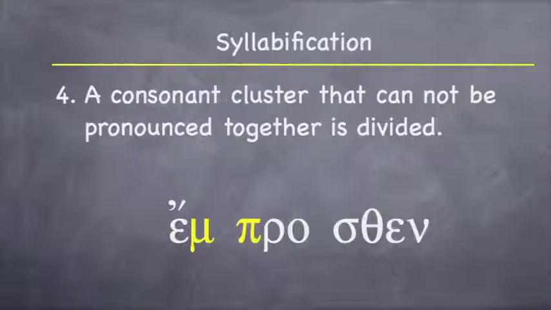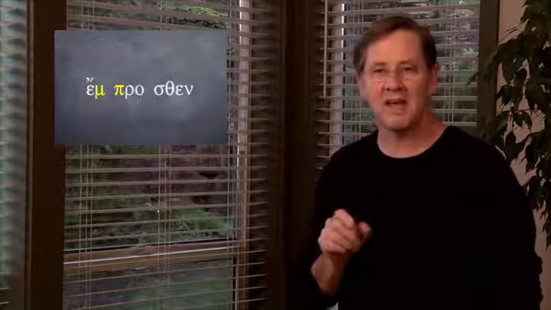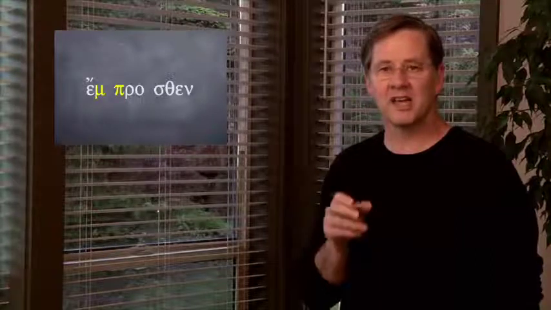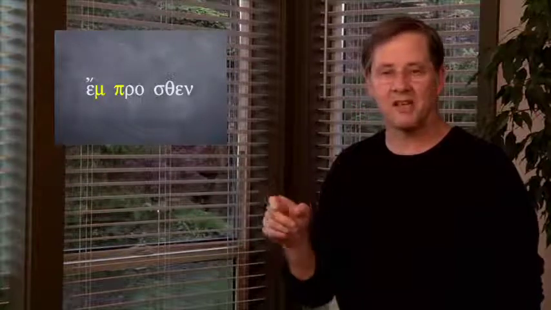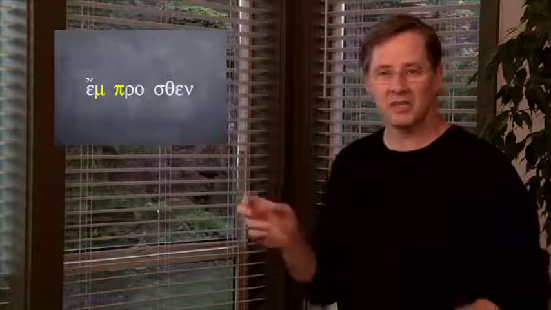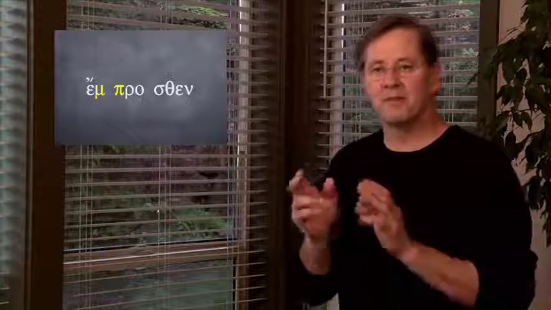Rule 4 is that a consonant cluster that cannot be pronounced together is divided. The mu-pi combination can't be pronounced together. So you syllabify ἔμπροσθεν. You'll notice the sigma theta can be pronounced together, and so they go together. Now, how do you know whether a consonant cluster can be pronounced together, or whether they're going to have to be divided?